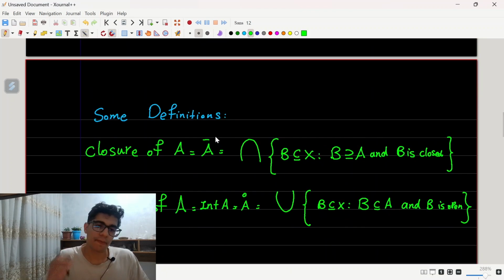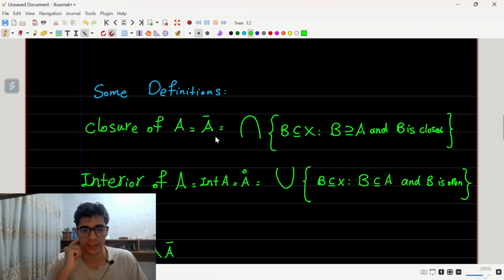We have some definitions. These definitions help us to understand the properties of different sets better. The first one is the closure of A, which we show with a bar, and it's defined like this. It's the intersection of all B's, which are subsets of X, and B are closed, with this condition that A is a subset of B. So this is the closure of A.